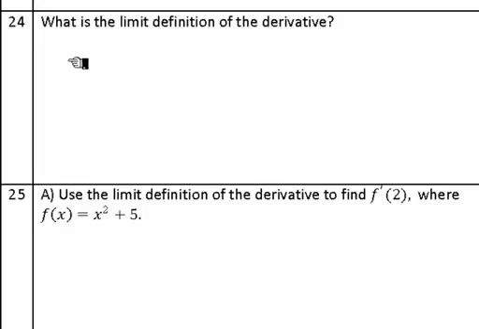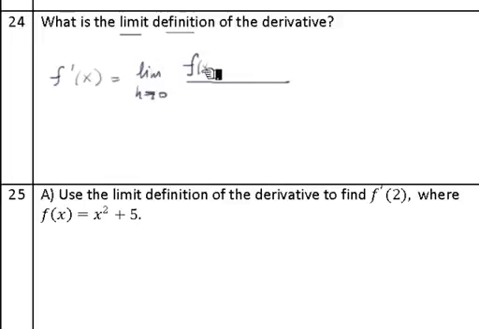All right, 24 is an easy question. We want to write down the limit definition of the derivative, so let's just write that down. f prime of x is equal to the limit as h goes to 0 of f of x plus h minus f of x over h.